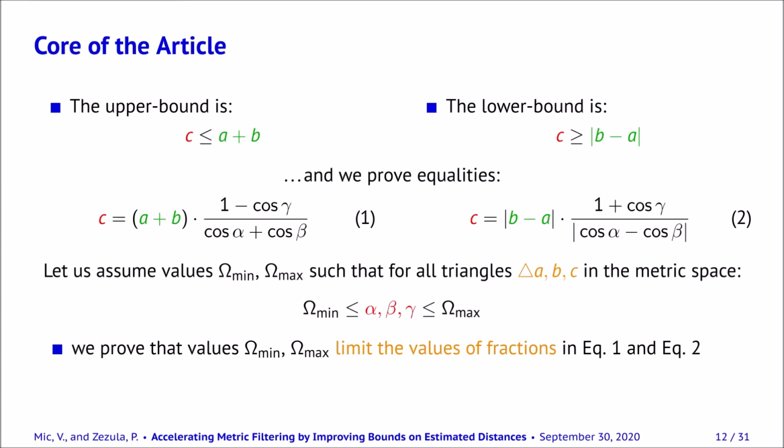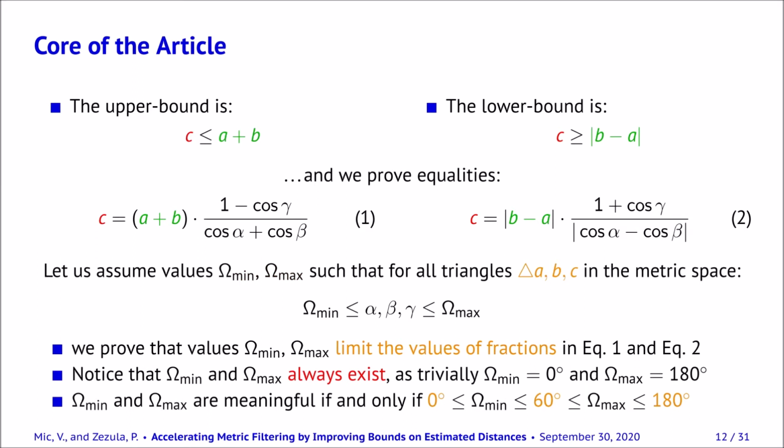Let's assume that angles alpha, beta, gamma are of limited sizes, and let's denote omega min and omega max the bounds on these angles. Having these bounds, we prove that they limit the values of fractions used in equations 1 and 2.